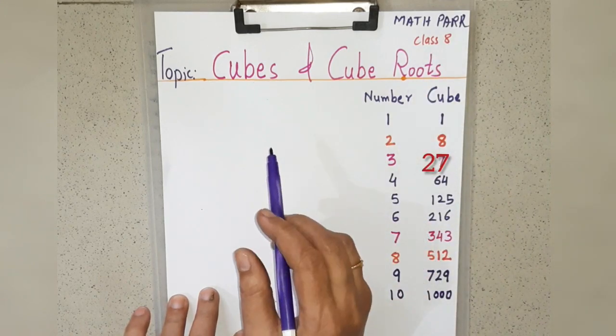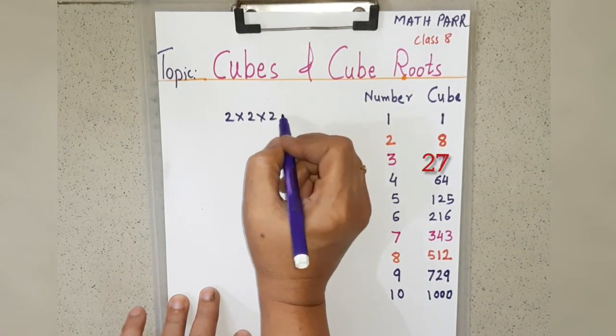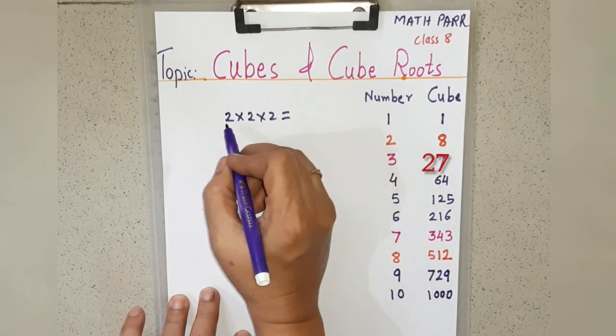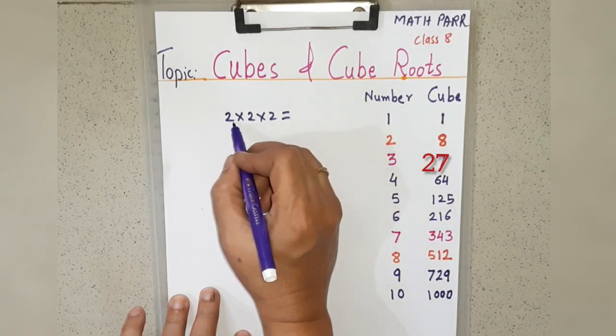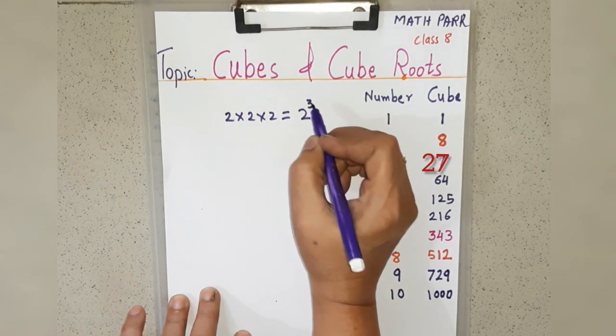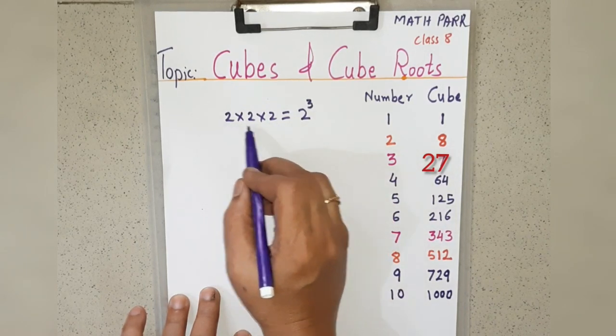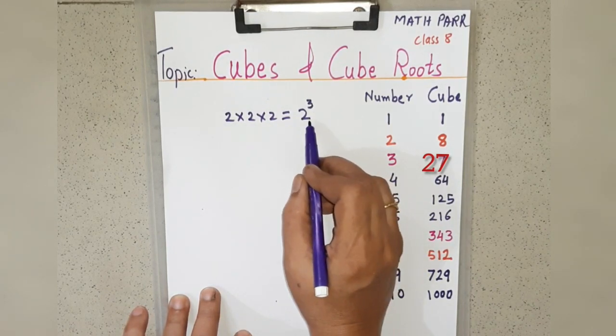Today we are going to learn cubes and cube roots for class 8. Now what are cubes? When a number is multiplied by itself thrice, what we get is called a cube. We have learned in the laws of exponents, when 2 is multiplied 3 times, we write it as 2 to the power 3. We read it as 2 cube. So when a number is multiplied thrice, what we get is called a cube.